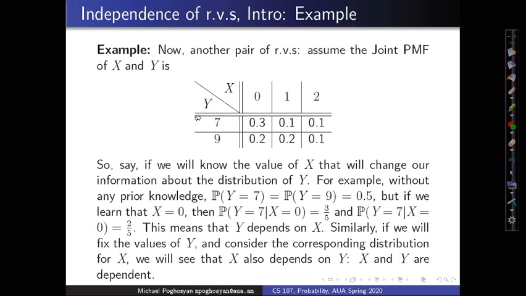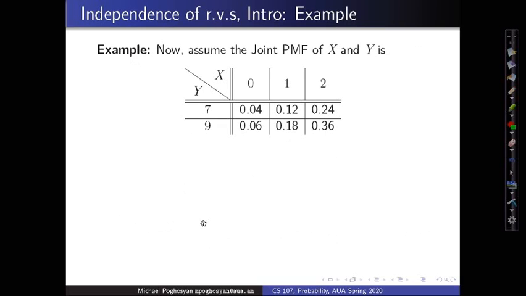Say, if I know that y is 7, I will get a different distribution for x for taking these values than if I know that y is equal to 9. Or if I do not have any prior knowledge about the values of y. In that case, x will take the values 0, 1, 2 with probability 0.5, 0.3, and 0.2, the marginal of x. So in that case, we had dependence, because the knowledge about one of the variables was changing our distribution for the other one.